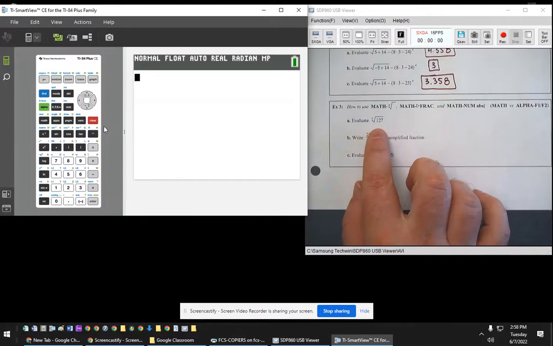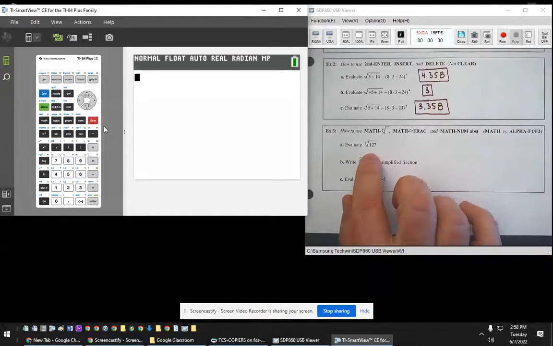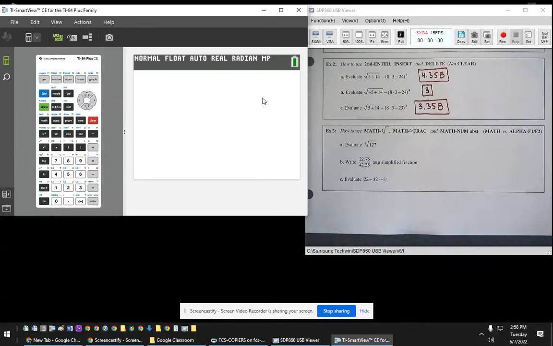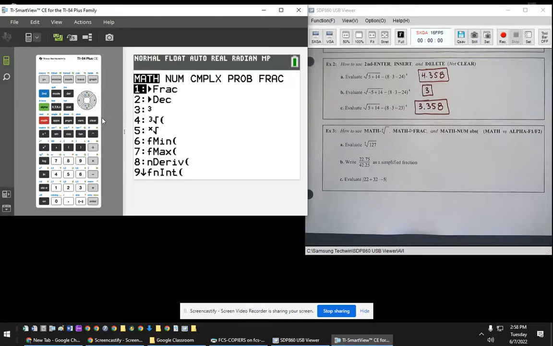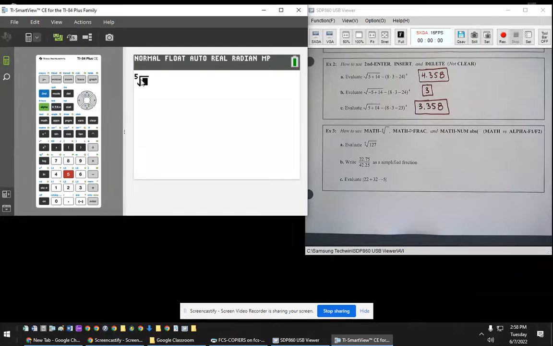Okay, so next up we're going to evaluate the fifth root of 127. So there are 2 places that you can do a fifth root. In either case, you've got to hit the 5 first. Now, if I go to math, there's an option called X root. So if I hit math, if you look here at number 5, that's an X root. So when I hit number 5, it'll take that little fifth and put it up there. And I can do 127.